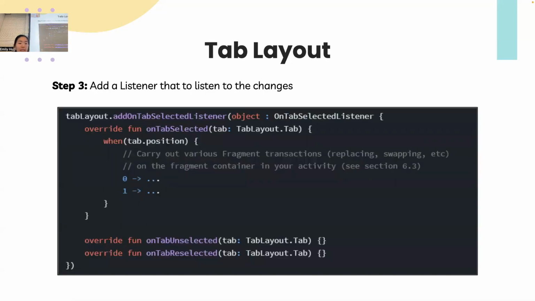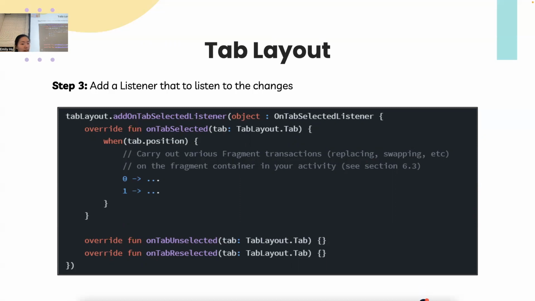And then your step 3 is you want to add a listener to all the changes, because when the user swipes through or clicks on a new tab, you want to be able to detect that and carry out the functionality that you want, right? So this also uses a when. What it's saying is that if it clicks on the tab in index 0, then you want to do something. If it clicks on the tab in index 1, then you also want to do something. So instead of using direct names, you're actually using the indices of the different tabs.